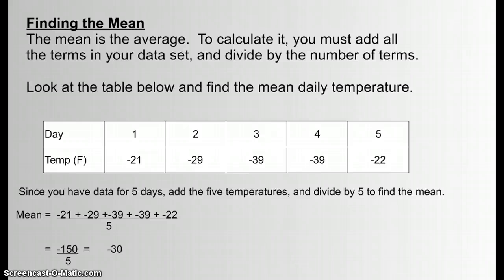So the mean in this case would be negative 21 plus negative 29 plus negative 39 plus negative 39 plus negative 22, all divided by 5. That becomes negative 150 divided by 5, or negative 30. Whenever you're finding the mean, you add all the numbers in the data set and divide by the number of numbers that you have.